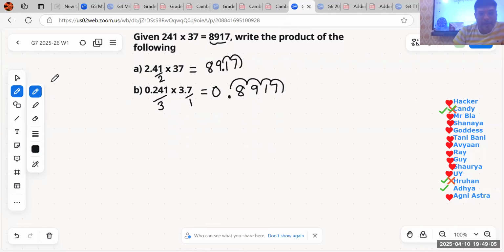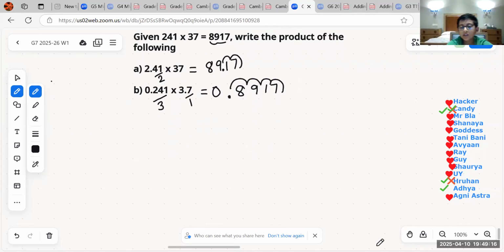Next, it is division by a decimal number. Should I explain or do we remember? Should I explain once? Yes, sir. What do you say, guys? Yes, please. Okay, I am going to explain once.